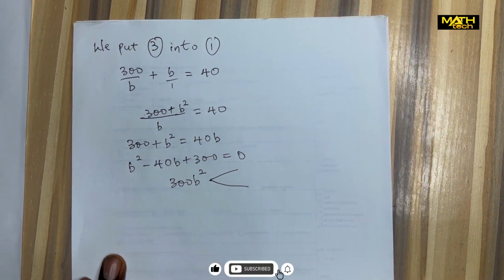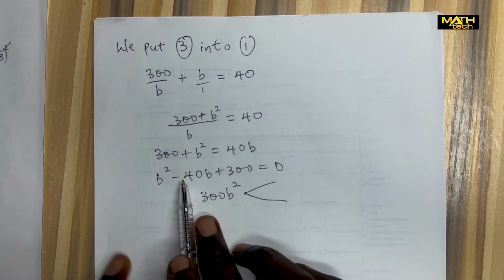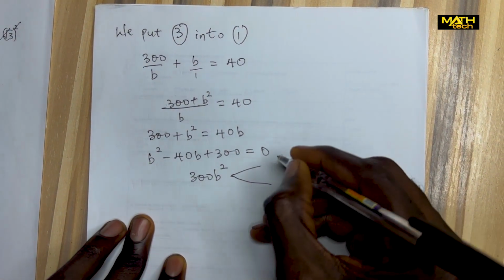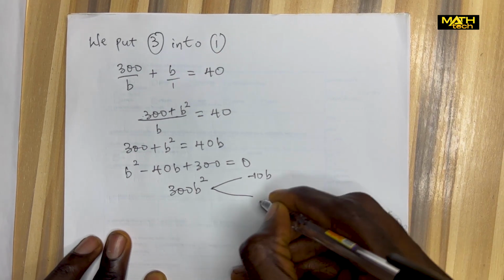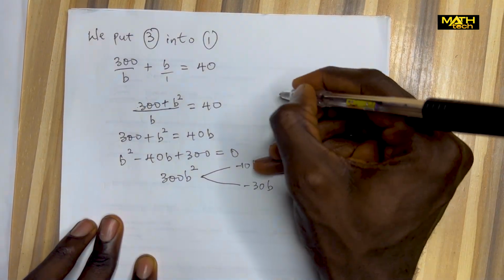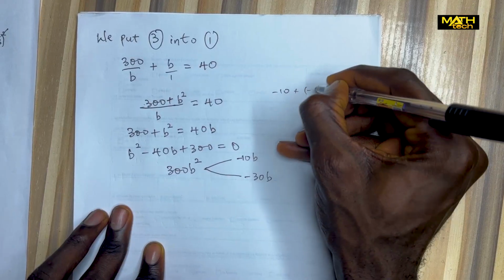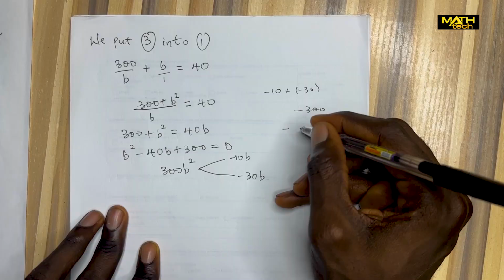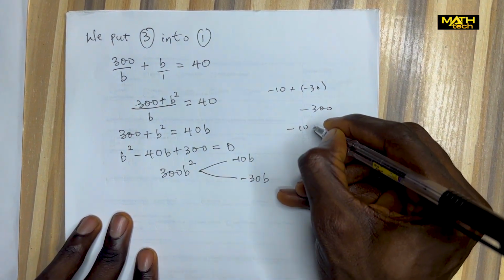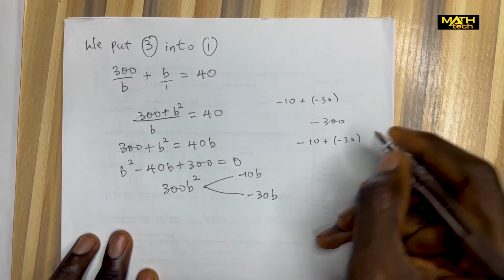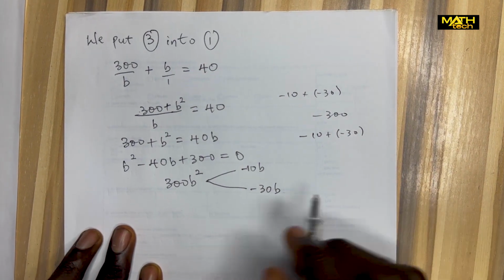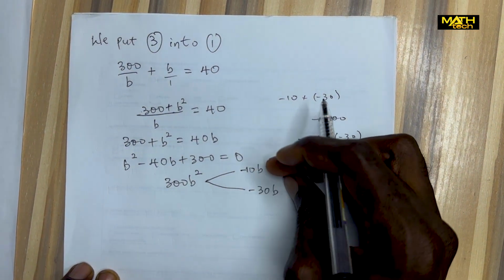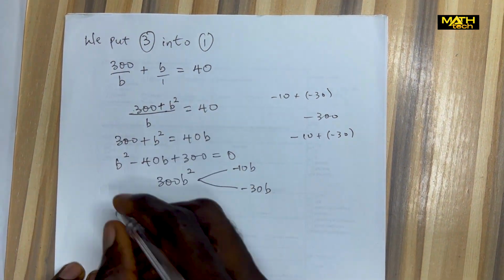So let's say 10 and 30. 10 and 30 should be correct, but because of the negative value attached to the 40, both values have to be negative. So we say minus 10B and minus 30B. Don't forget that minus 10 times minus 30 gives us plus 300, and also minus 10 plus minus 30 gives us the same thing as minus 10 minus 30, which is what? Minus 40.